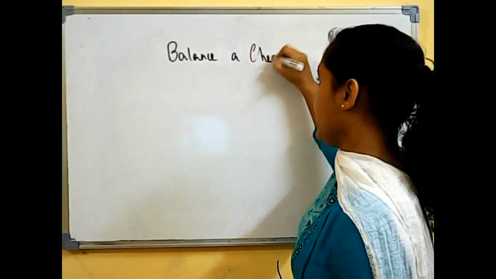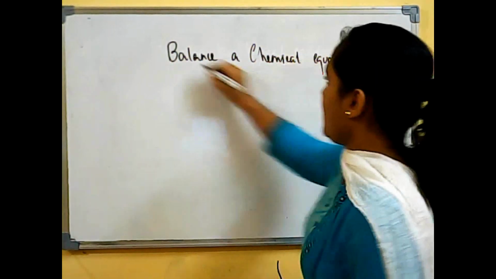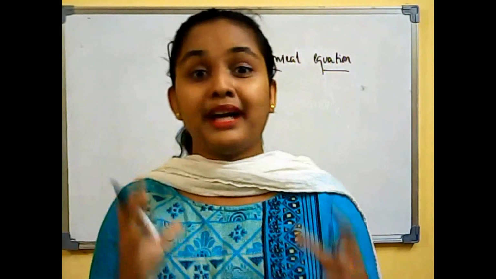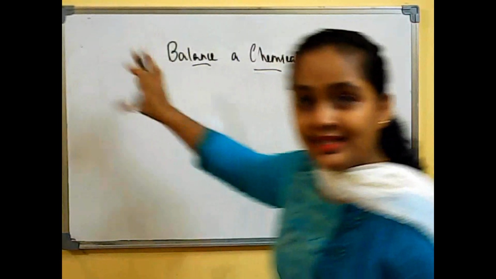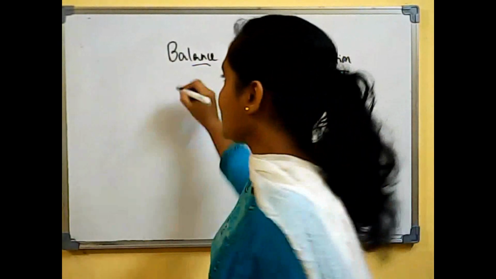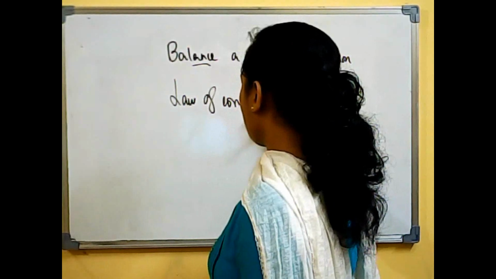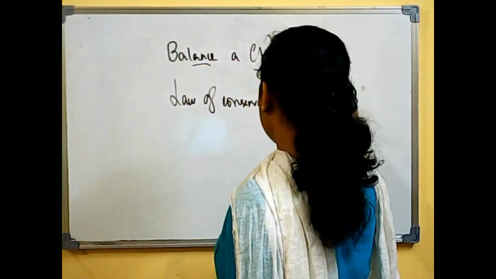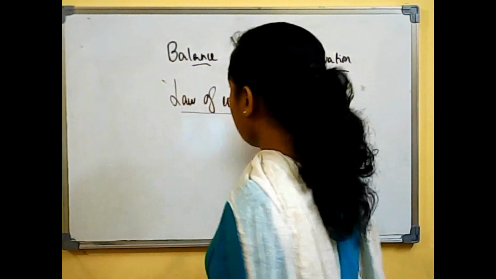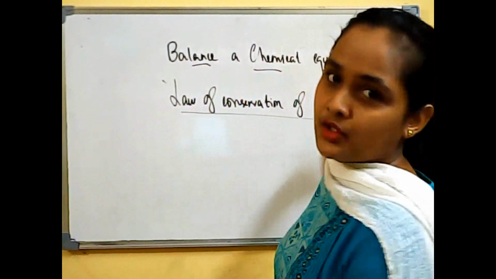Balancing a chemical equation. Now every theory is surrounded by a particular law. So balancing a chemical equation is also guided by one particular law. And this law is called the law of conservation of mass.